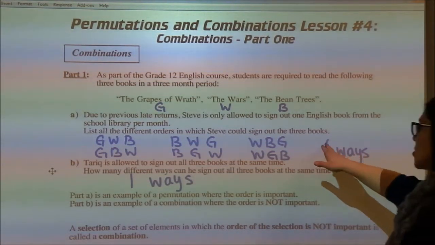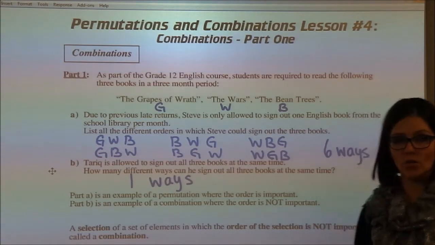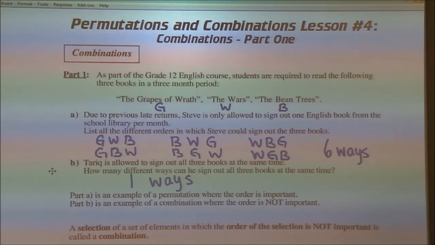So Part A is called a permutation because the order is important, whereas Part B with Tariq, that's a combination. Order does not matter. And it's a bad word to use because when we think of combination locks, a combination lock is actually a permutation because it's important what that first one is. So it's terminology that is a little bit backwards to our thinking, but with a combination, the order is not important.